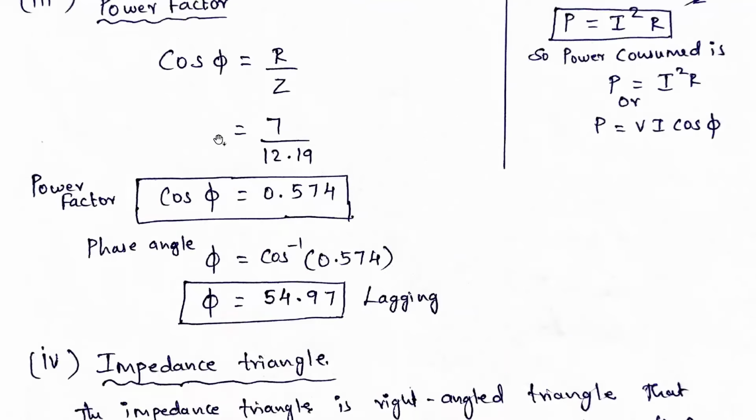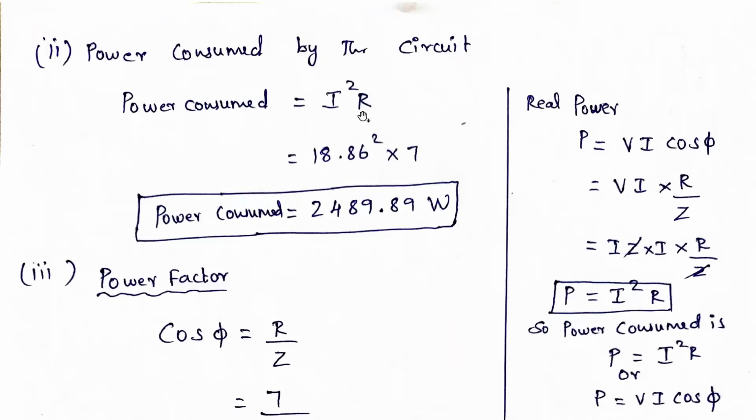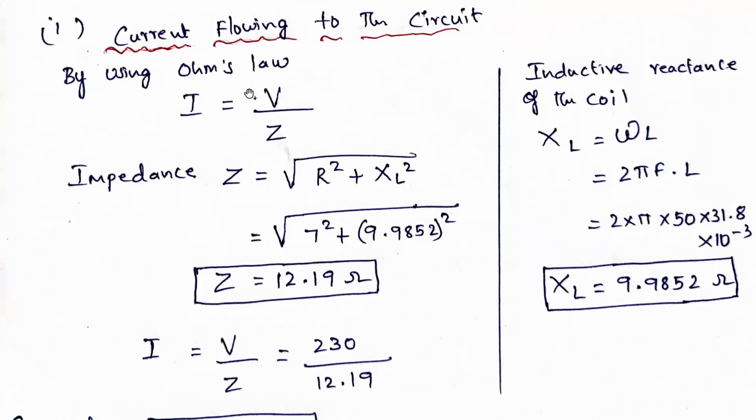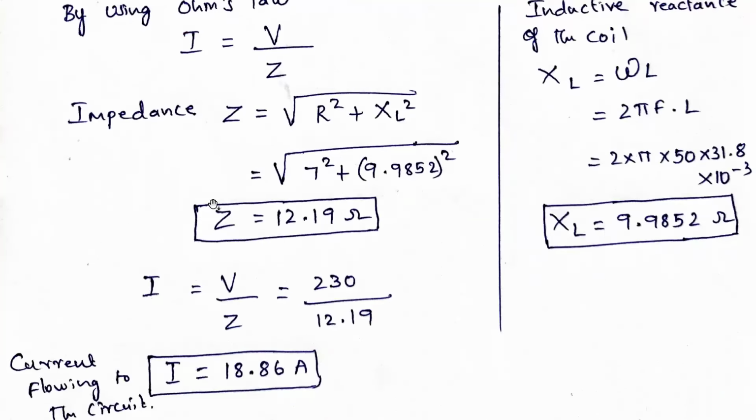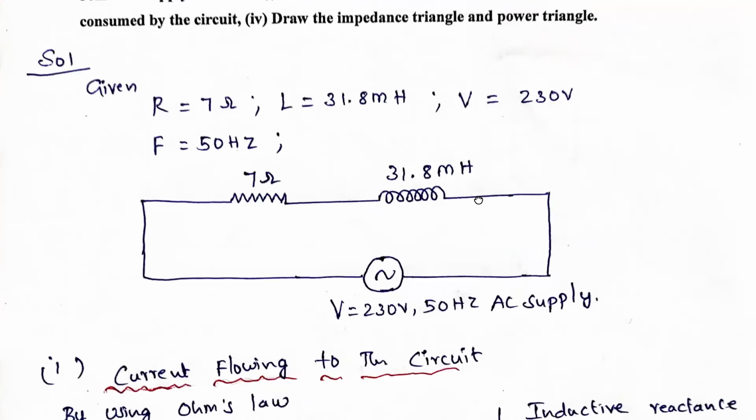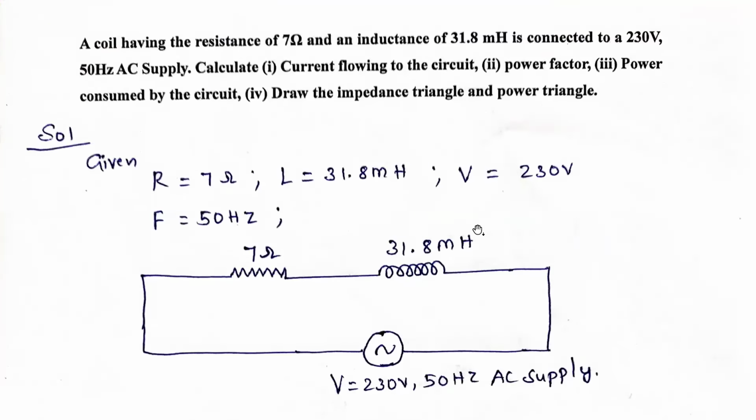Next, the power factor and the power consumed: I squared R, or otherwise VI cos phi. Both will give you the same answer. And the current flowing, as usual, by using Ohm's law, I is equal to V by Z. So you can easily solve this problem, and you can get full marks from this particular problem.